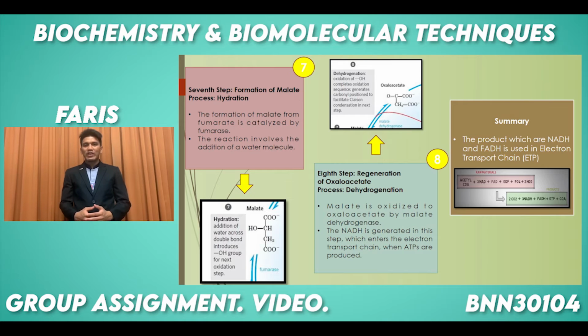The eighth step is the regeneration of oxaloacetate. Finally, malate is oxidized to oxaloacetate by malate dehydrogenase. The coenzyme is NAD+. The NADH is generated in this step, which enters the electron transport chain where ATP is produced. To summarize, the products, which are NADH and FADH2, are used in the electron transport chain.